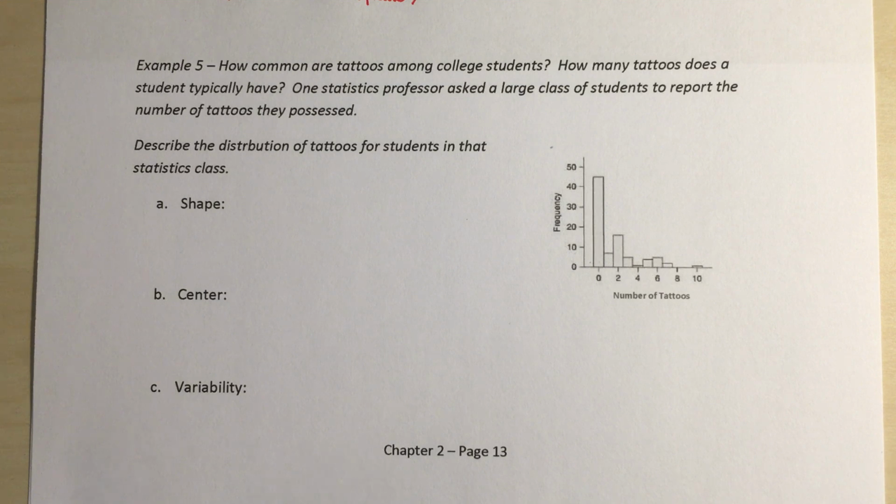How many tattoos does a student typically have? One statistics professor asked a large class of students to report the number of tattoos they possessed. Describe the distribution of tattoos for students in that statistics class. All right, so looking at this, our shape. Remember, when we're thinking about shape, we're thinking about symmetric or skewed. We're thinking about are we unimodal, bimodal, multimodal, and do we have any outliers?